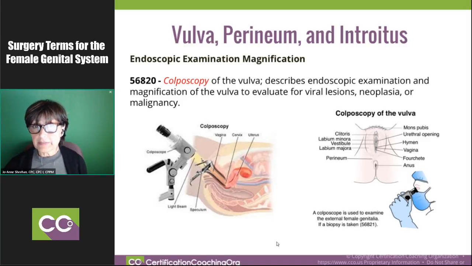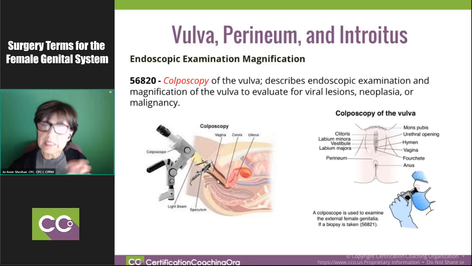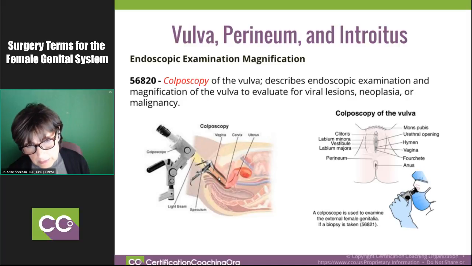Now, endoscopic examination magnification, and we're still in the vulva perineum section. The 56820 is a colposcopy of the vulva, and it describes endoscopic examination and magnification of the vulva to evaluate for viral lesions, neoplasia, or malignancy. So the very first picture here, it's a little fuzzy, but this is the colposcope here. And as you can see, it has a light at the end of it. The speculum is inserted into the woman to open up the area, and the light beam goes in, and this is the vagina, the cervix, and the uterus right here.